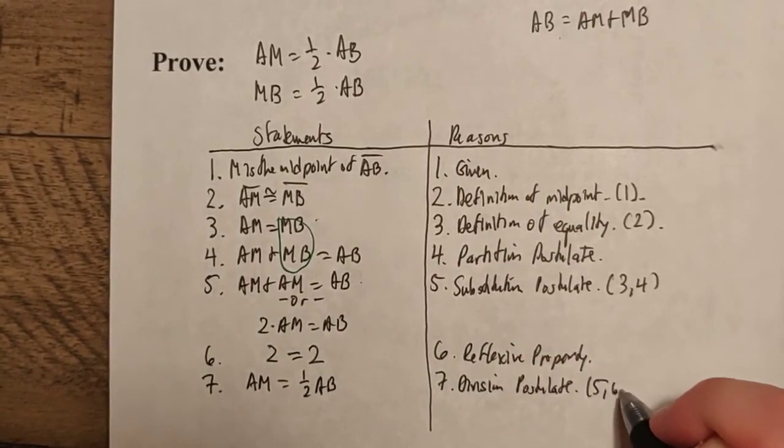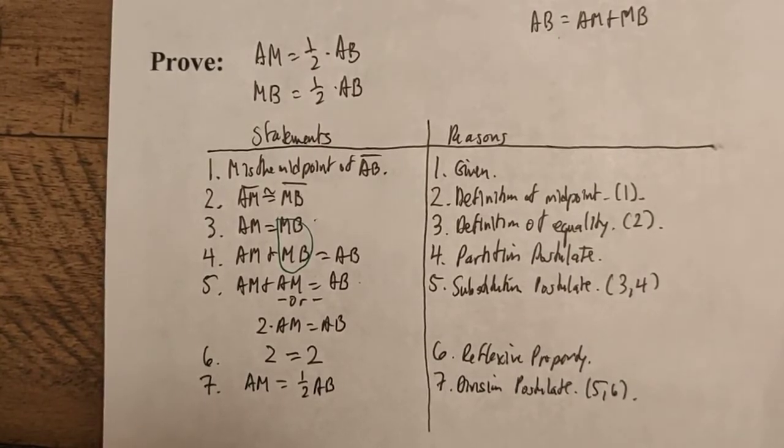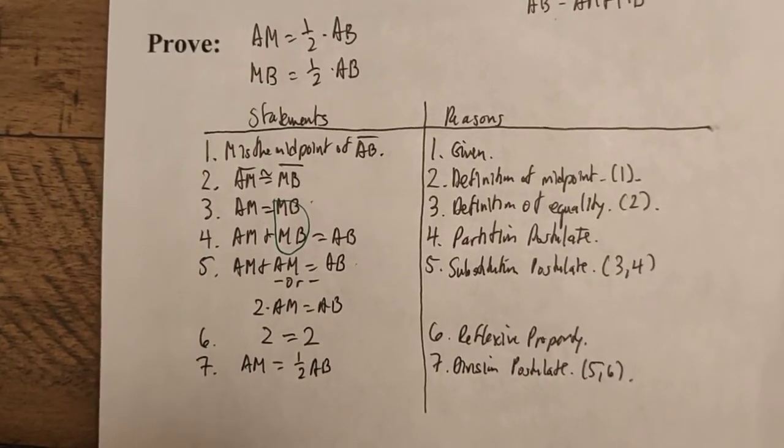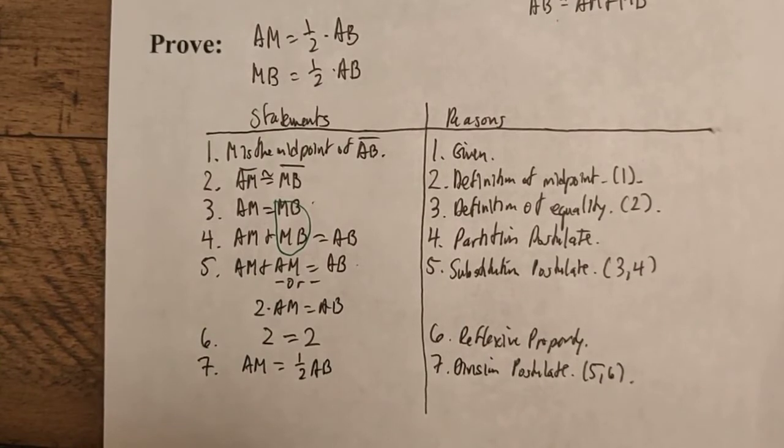And that's 5 and 6 here, right? We can see we use our division postulate on steps 5 and 6. It works out really, really well. Wait a minute, it's only half our goal, right? We also have to show MB is half of AB.